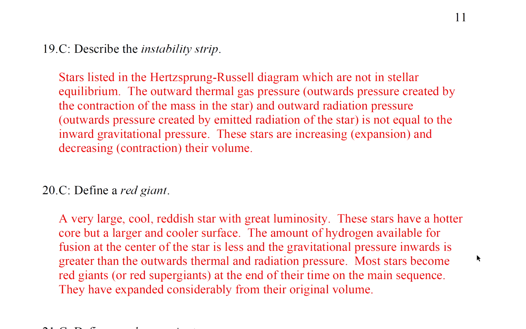Describe the instability strip. Stars listed in the Hertzsprung-Russell diagram which are not in stellar equilibrium. The outward thermal gas pressure and outward radiation gas pressure is not equal to the inward gravitational pressure. These stars are increasing and decreasing their volume. So the instability strip are stars which are not stable.